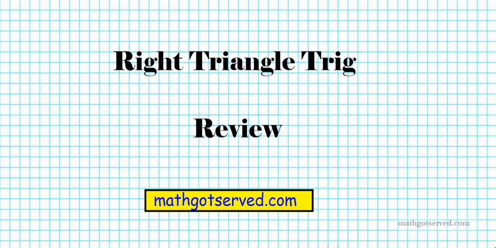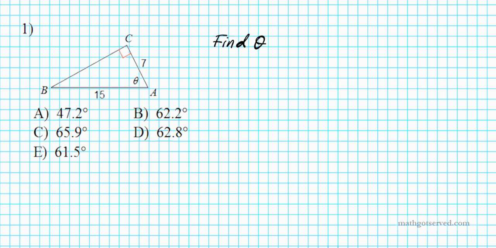In this clip, we're going to be going over some review problems on right triangle trigonometry. All right, let's take a look at question number 1. Given this right triangle, we're to find the value of angle theta. Okay? All right, so to do this, we have two sides and an angle.